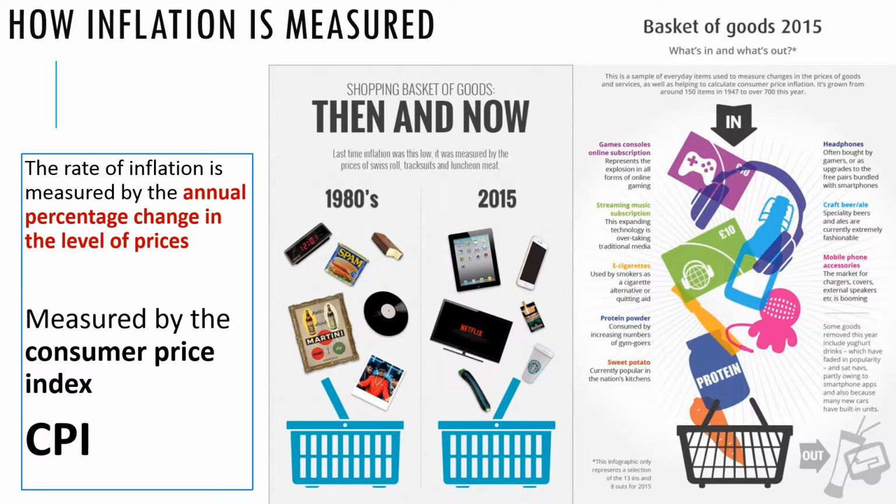Most recently, these are items that have been included in the government's measure of inflation: games consoles, online subscriptions, streaming music subscriptions, e-cigarettes, protein powder, craft beer and ale, headphones, mobile phone accessories.